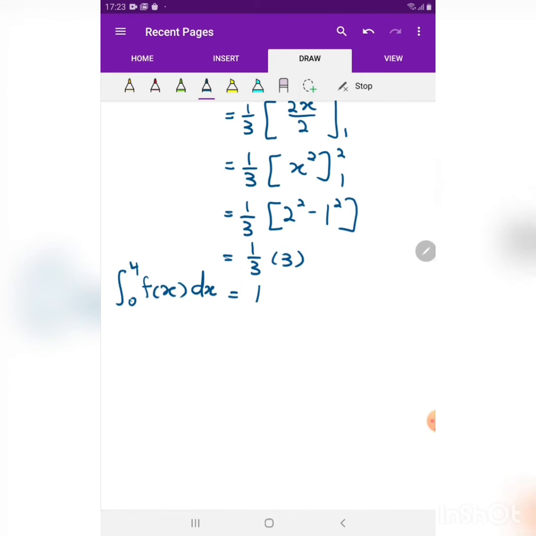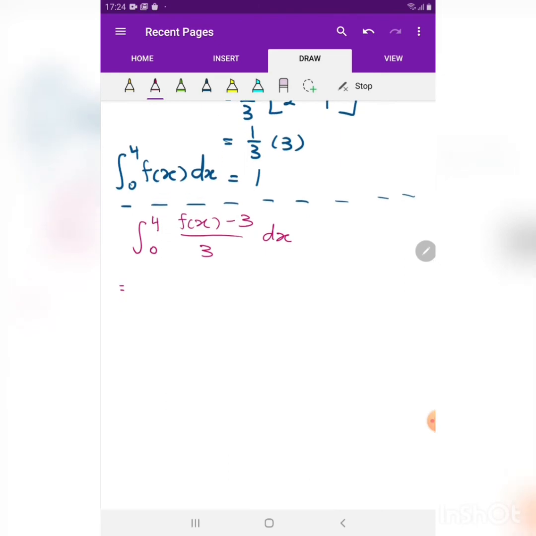Okay, so I'm so sorry, please forgive me. Today this is my first time using this device, so the screen is moving here and there. So now I'm going to rewrite. I'm going to make a dotted line and rewrite the equation that we're going to solve. 0 to 4, sorry, f(x) minus 3 over 3 dx. Alright, so we put an equal sign now. I'll just push it up a little bit.